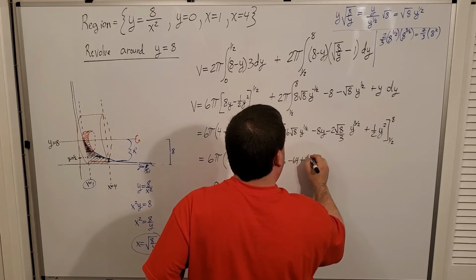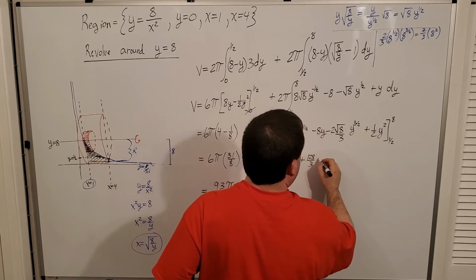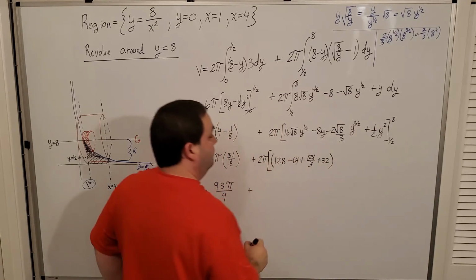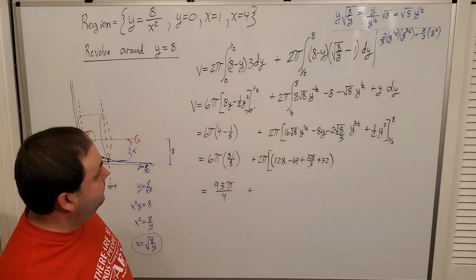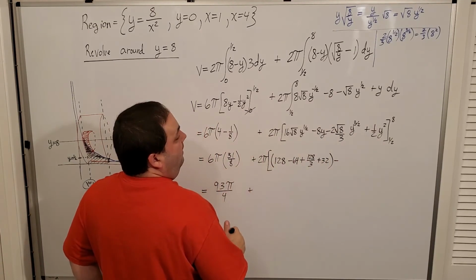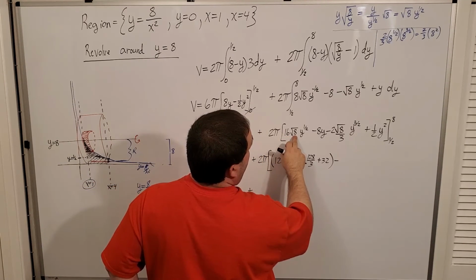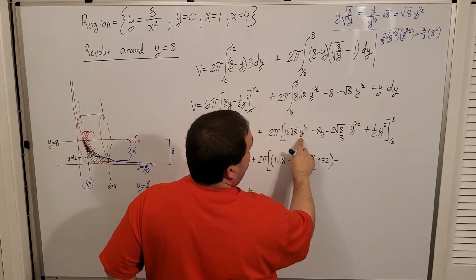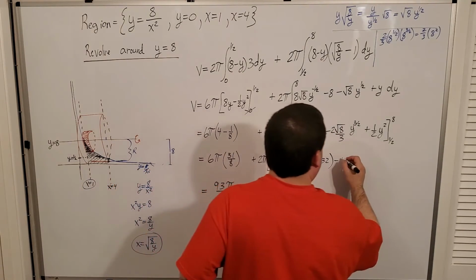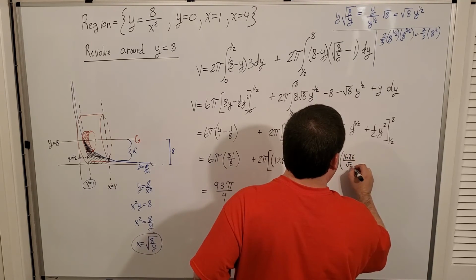So plus 128 over 3, plus 1/2 of 8 squared, that's 32. Nice. Minus, and here comes the fun part. I'm going to have 16 square root of 8, and then I have square root of 1/2. So bear with me, that's 16 square root of 8 over square root of 2.